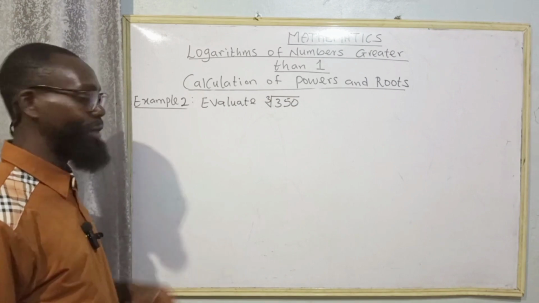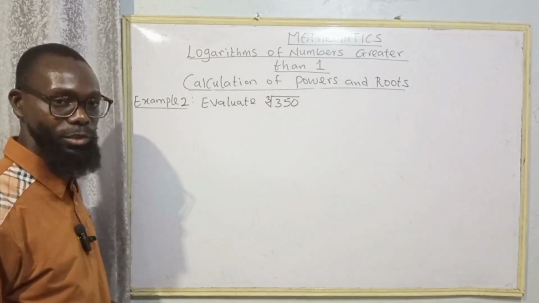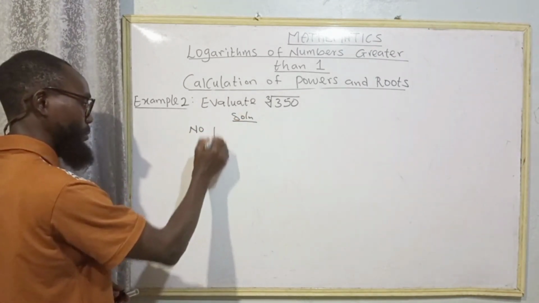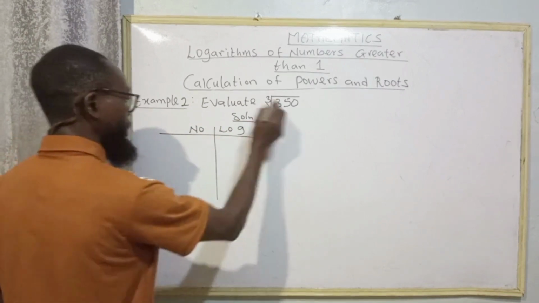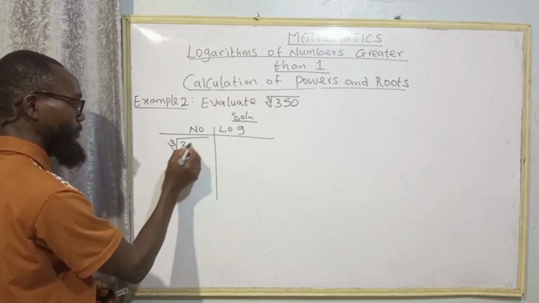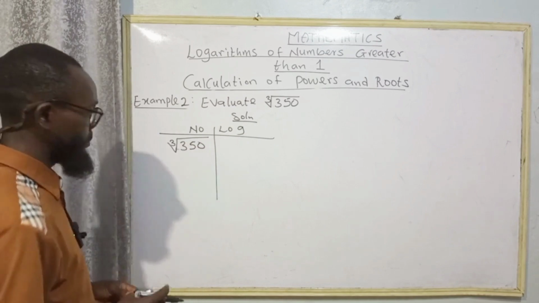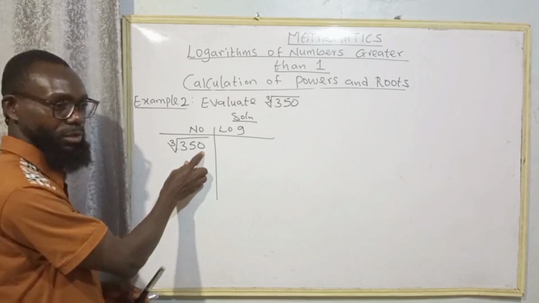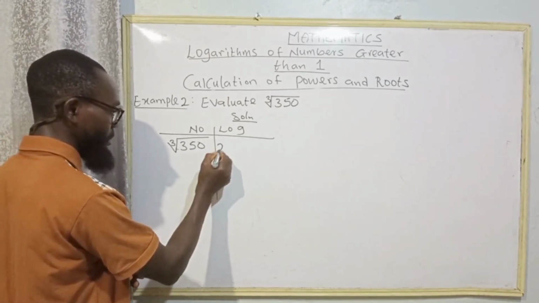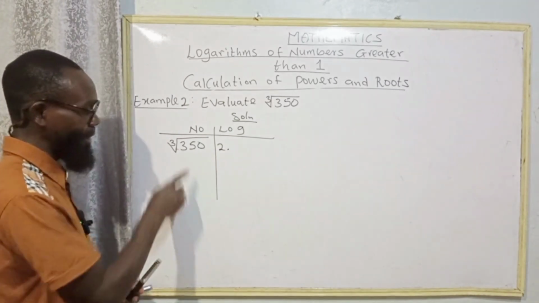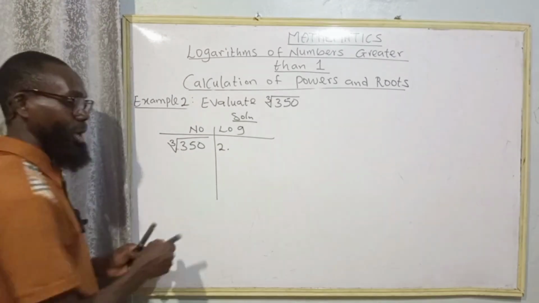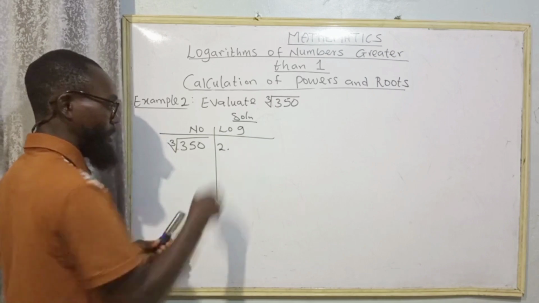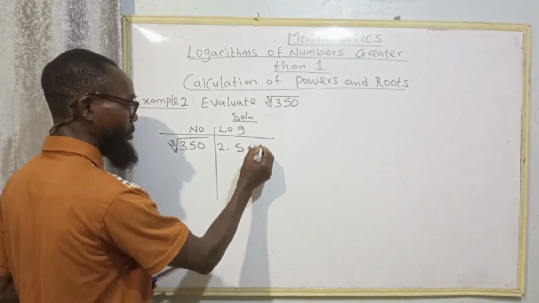Example 2. Evaluate cube root of 350. Now we have the log of the cube root of 350. You can first of all check for this. The integer of 350 is 2 point. Now we check our logarithm. 35 under 0, we have 5, 4, 4, 1.